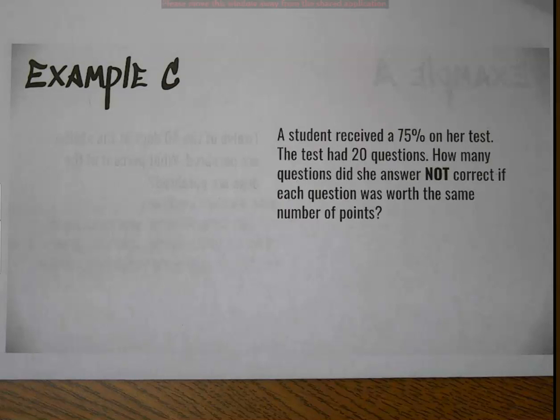All right, example C says a student received a 75% on her test. The test had 20 questions. How many questions did she answer not correct if each question was worth the same number of points?